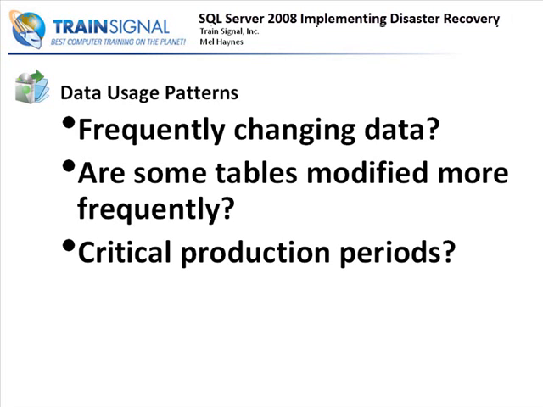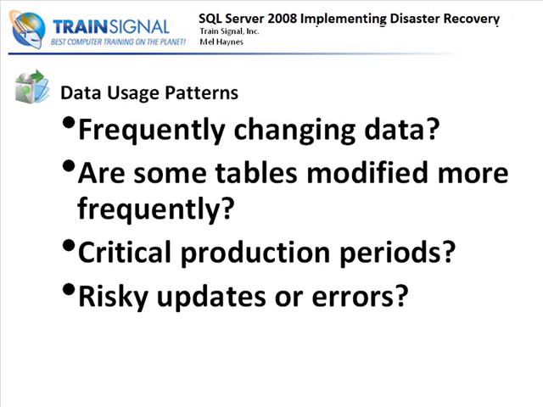So are there times when you'll have to have more frequent backups running because of the volume of changes happening? You know, a Visa may need to have more frequent backups during the holiday season versus, say, right after the holiday. Well, maybe right after they're still doing returns, but maybe give them until February, things slow down, right? So whatever your business is, what are the critical production periods, and when is your data most likely to be very, very often changing? And then risky updates or errors.